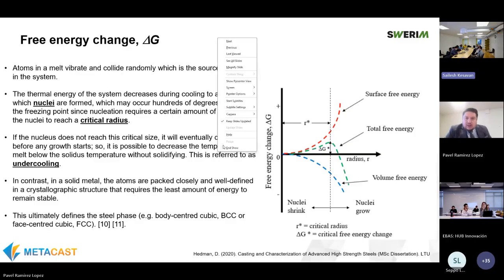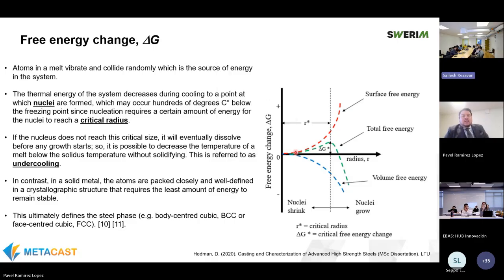So what will happen when you are just in this area? Let me see if I can bring my pointer. In this area, you need to drive the nuclei formation to a lower temperature, because if you are at this limit, it's very easy for the nuclei to appear and disappear. So you need to extract heat further. Basically, that's the explanation here. If the nucleus does not reach this critical size, it will eventually dissolve before the growth starts. So it is possible to decrease the temperature of a melt below the solidus temperature without solidifying, and this is referred to as undercooling, right?